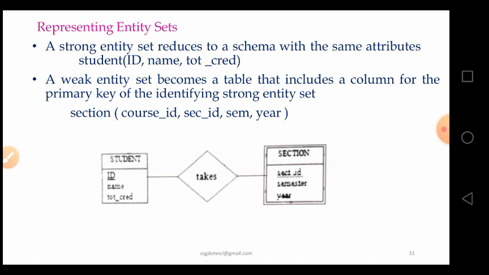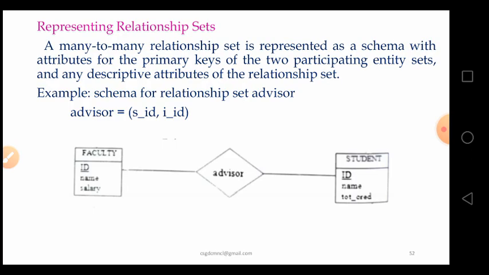Representing relationship sets. How do we represent relationship sets? A many-to-many relationship set is represented as a schema with attributes for the primary keys of the two participating entity sets and any descriptive attributes of the relationship set.